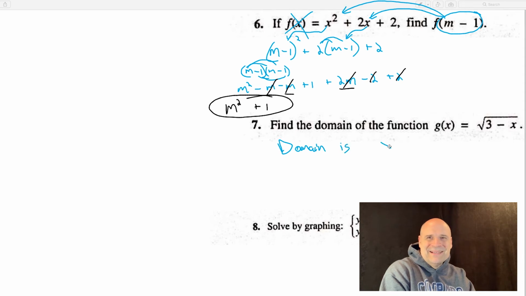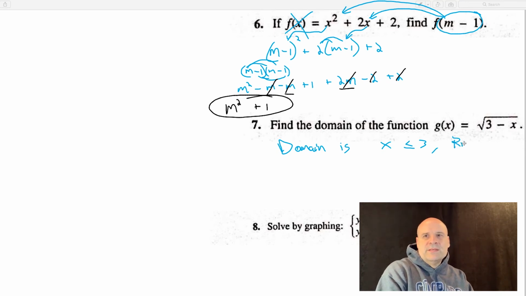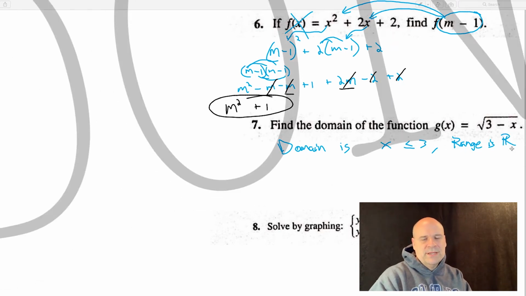is x has to be less than or equal to 3. Okay, it can be 3 because you can take the square root of 0, you just can't take the square root of any negative numbers. So if x is less than or equal to 3, then this function will be fine. And then your domain is all real numbers. Okay, and that's usually going to be your range.